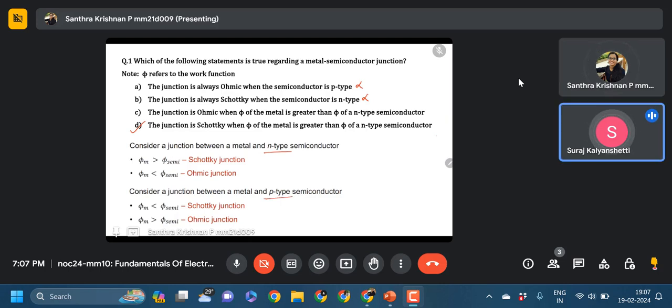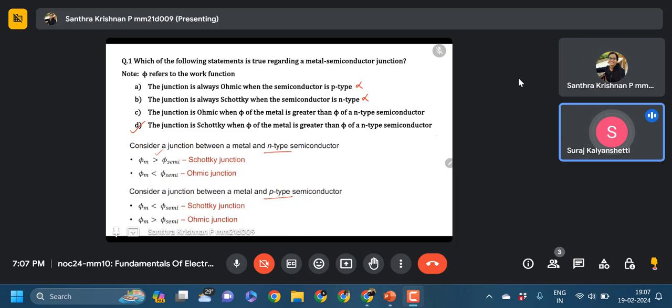Okay. Let me read this. Consider the junction between the metal and an n type semiconductor. Here the Schottky junction has qΦm greater than qΦsemi, and it is reversed in the P type. Yeah, this I thought was the other way around. Even if it is P type, I was thinking the metal is stronger, but it's the reverse.